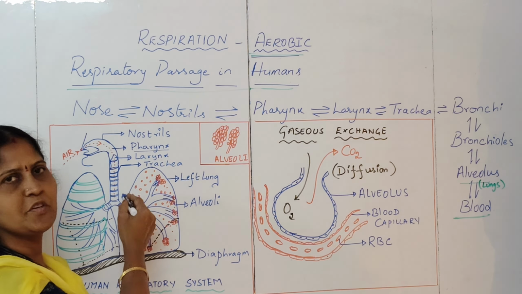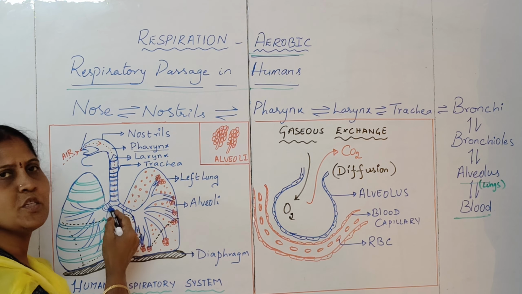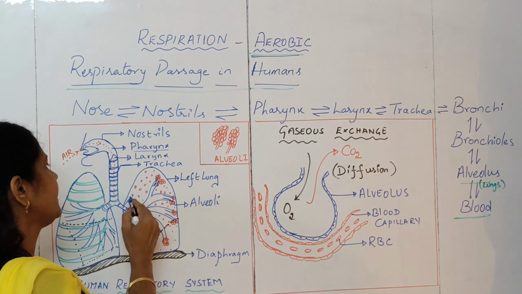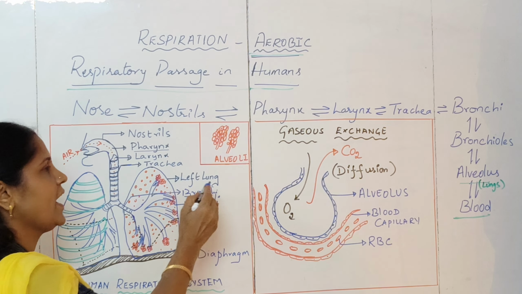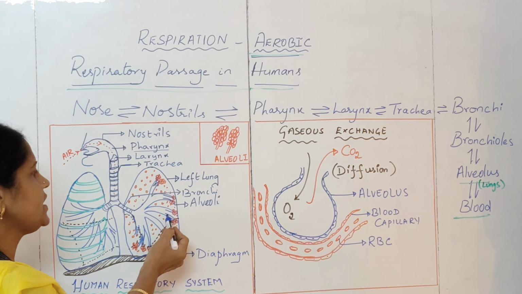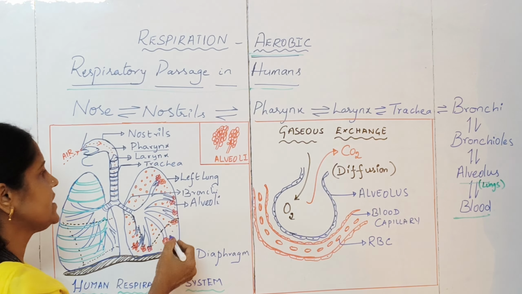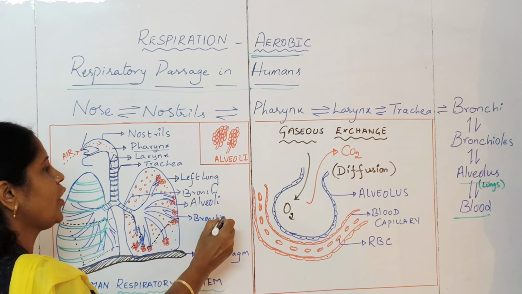So from the trachea, the air enters into structures which are called the bronchi. So these tubes which you are able to see, these are the bronchi. We have the right and left bronchi, which will be further bifurcating into these branch-like structures which are called the bronchioles. These fine structures are called the bronchioles.